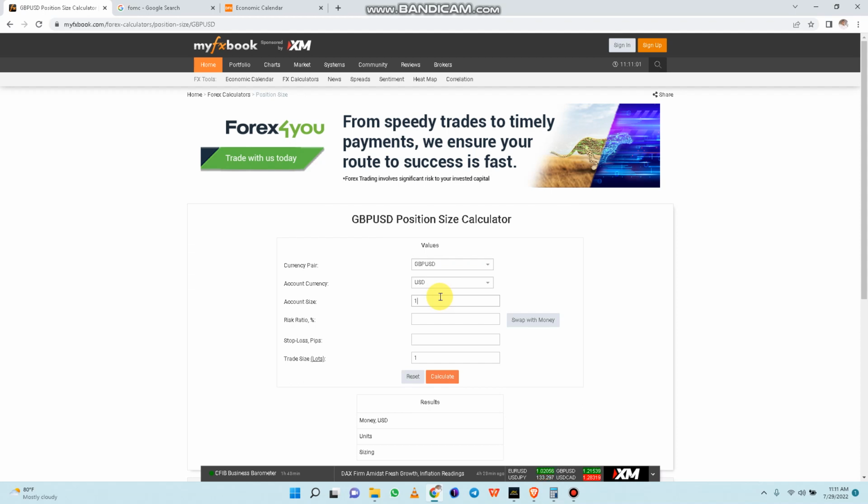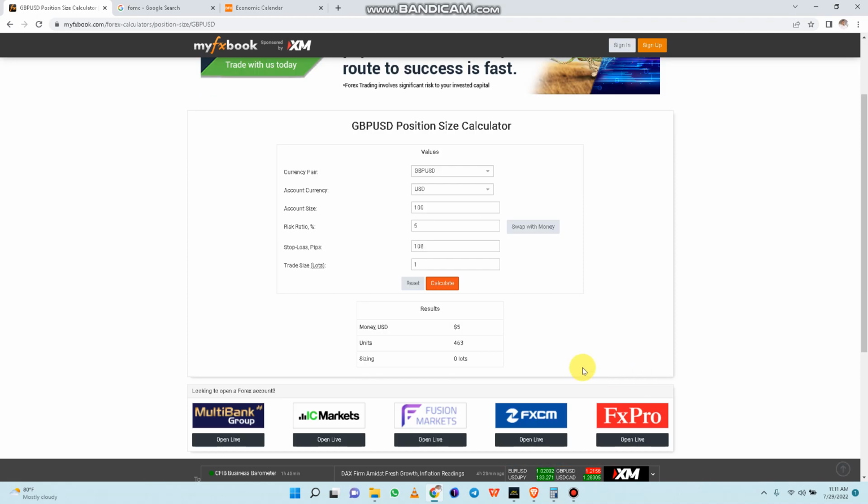So let's say our account size is $100, which is the average account size that you guys have. In fact, $50. Let's even put it at $100, right? All right, so the risk ratio, let's say we want to risk 5% of the account, and now our stop loss is 108 pips, just like we calculated. Can you see the lot size? You cannot trade that account. It means we want to risk $5, and from the calculation it gave, it's 0 lots. That means you can't enter that trade. The account is too small to enter the trade.